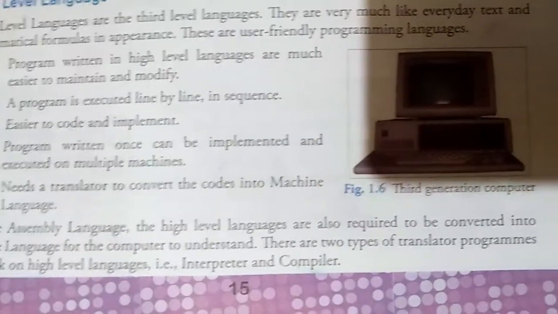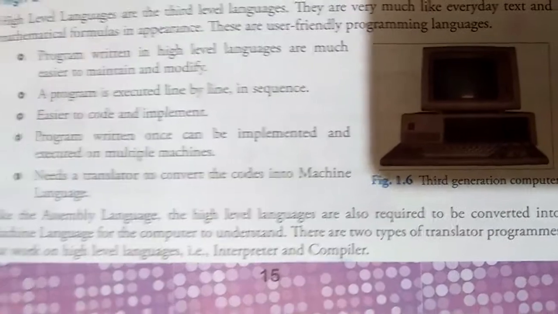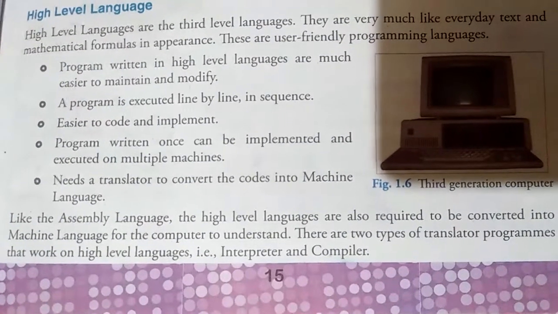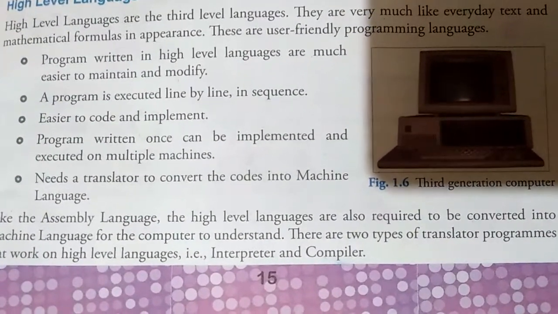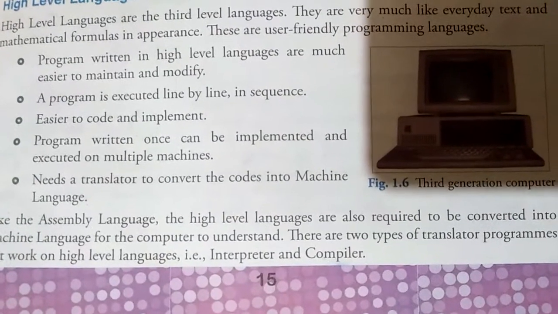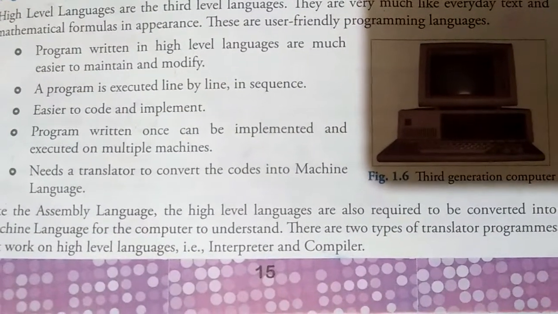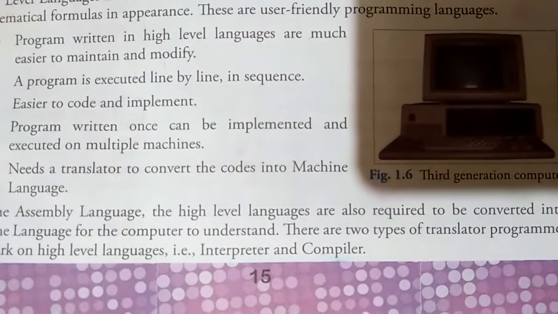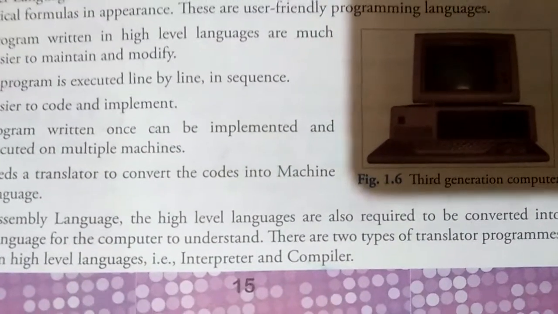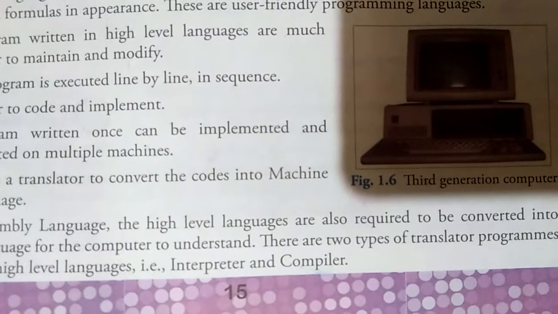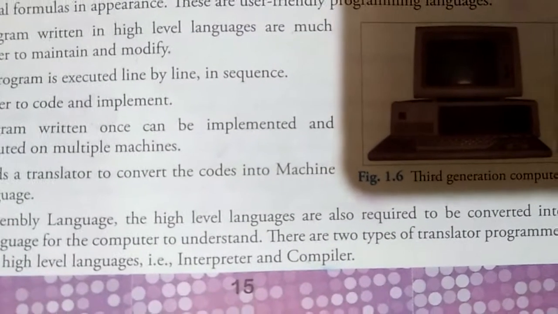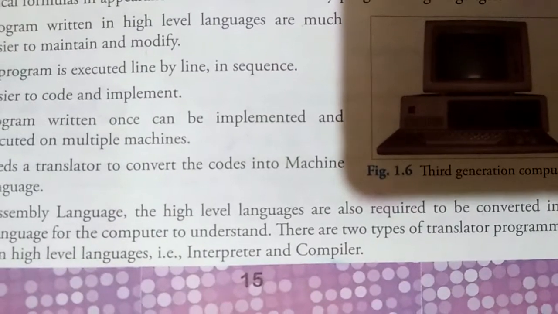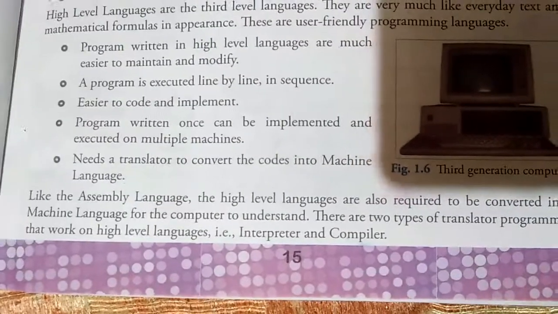Like assembly language, high level language is also required to be converted into machine language for the computer to understand. Why is it going to be converted? Because the computer can't understand that language, so it is converted into machine language. There are two types of translator programs.